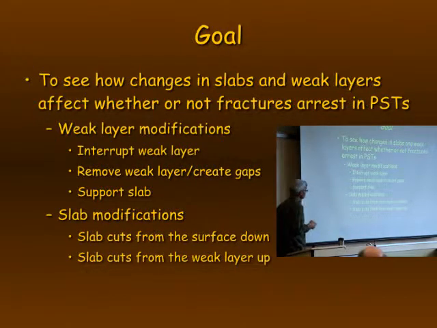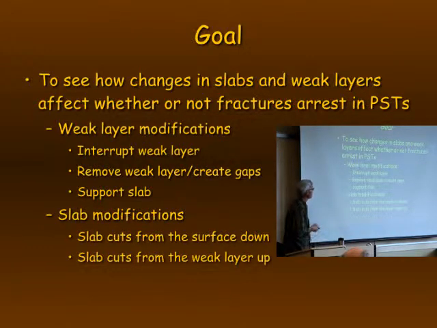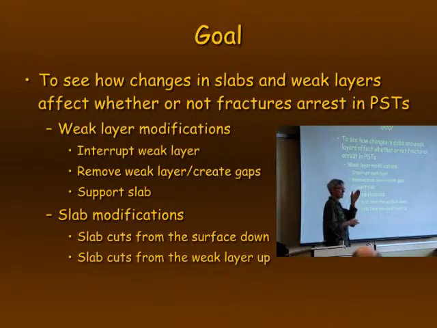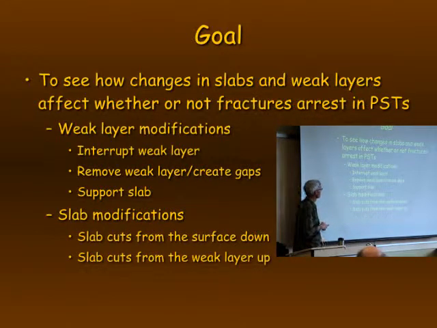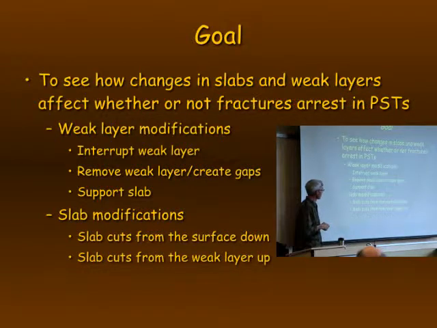What we started doing is we used propagation saw tests because we wanted to do the least amount of bending in the slab or anything and just have the most pure test for just getting that fracture initiated. And then we did modifications to our weak layer. We would completely interrupt the weak layer so that the weak layer was separate from what was going on. We'd remove the weak layer and create gaps. I'll talk about that a little bit more later.